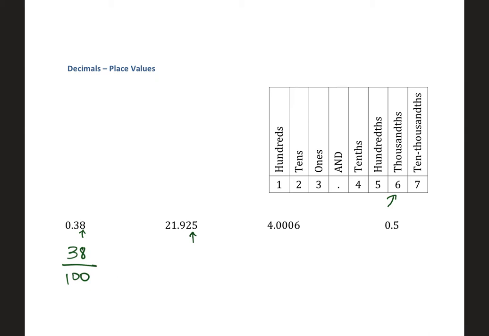21.925, we have 21 plus 925 thousandths. So 925 over 1,000. 4.0006, again, that is 4 plus 6 over 10,000. I have 1, 2, 3, 4 decimal places and 4 zeros. 0.5 we know is going to be 5 over 10. And we know that one is actually 1/2, right? So that simplifies to 1/2. But that just gives you the origin of why we say tenths, hundredths, thousandths. They represent fractions.